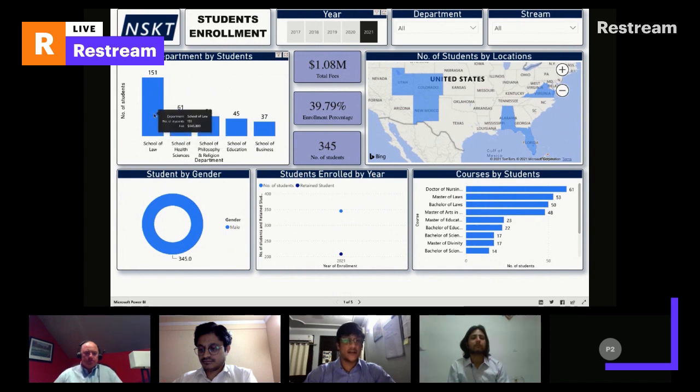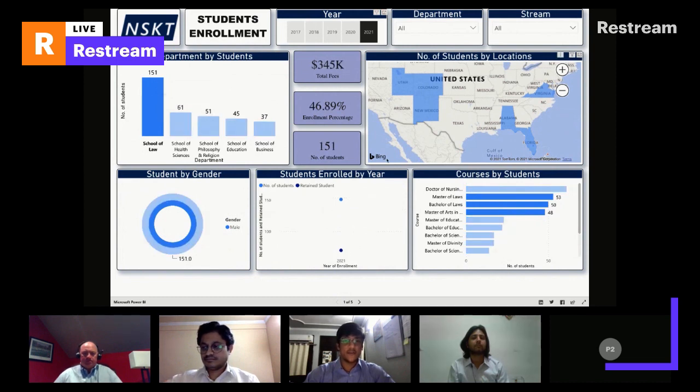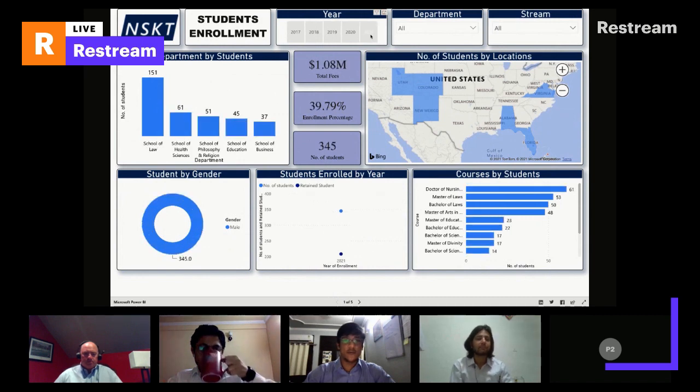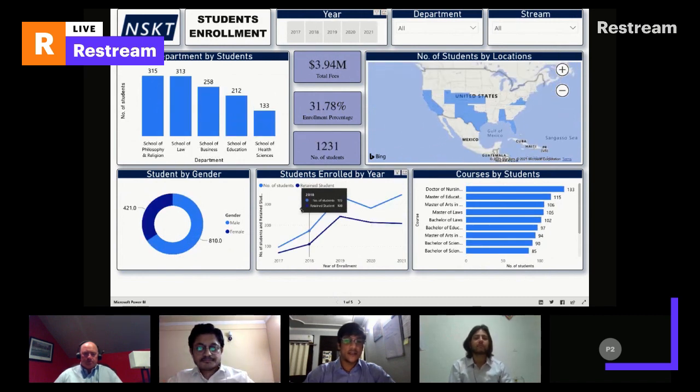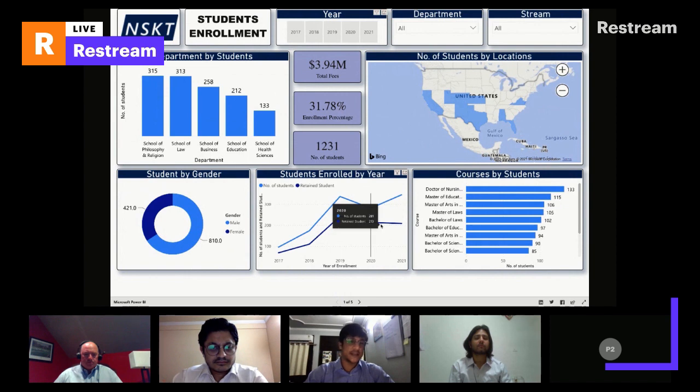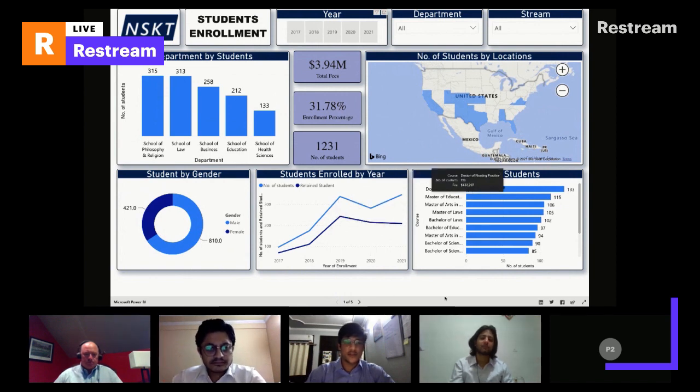Now, if I want to check the data of School of Law, and all the data to be refreshed by the same, I click on the same, and we can see that the enrollment percentage has been 46.89. Total fee that has been received has been 345,000, and these are the areas from where the students have enrolled in this course. If I remove all the filters for now, we also have year by year enrollment right here. This would help in taking key decisions and preparing well for the intake. Moving on to the next dashboard.